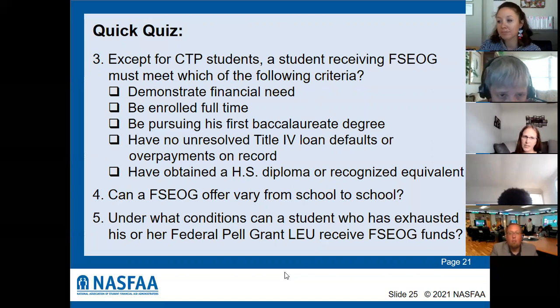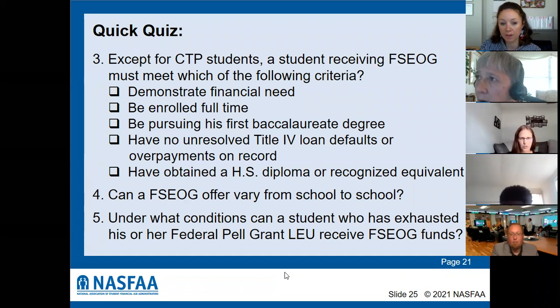Again, except for the CTP students, must they have obtained a high school diploma or recognized equivalent? Absolutely, thank you. Can an SEOG offer vary from school to school? Great, the answer is yes, and that's because it's a campus-based program, so the schools determine the amount awarded to a student. Under what conditions can a student who has exhausted his or her federal Pell Grant LEU receive SEOG funds? I'll just give you time to think about it in your head because it might be hard to explain in the chat.